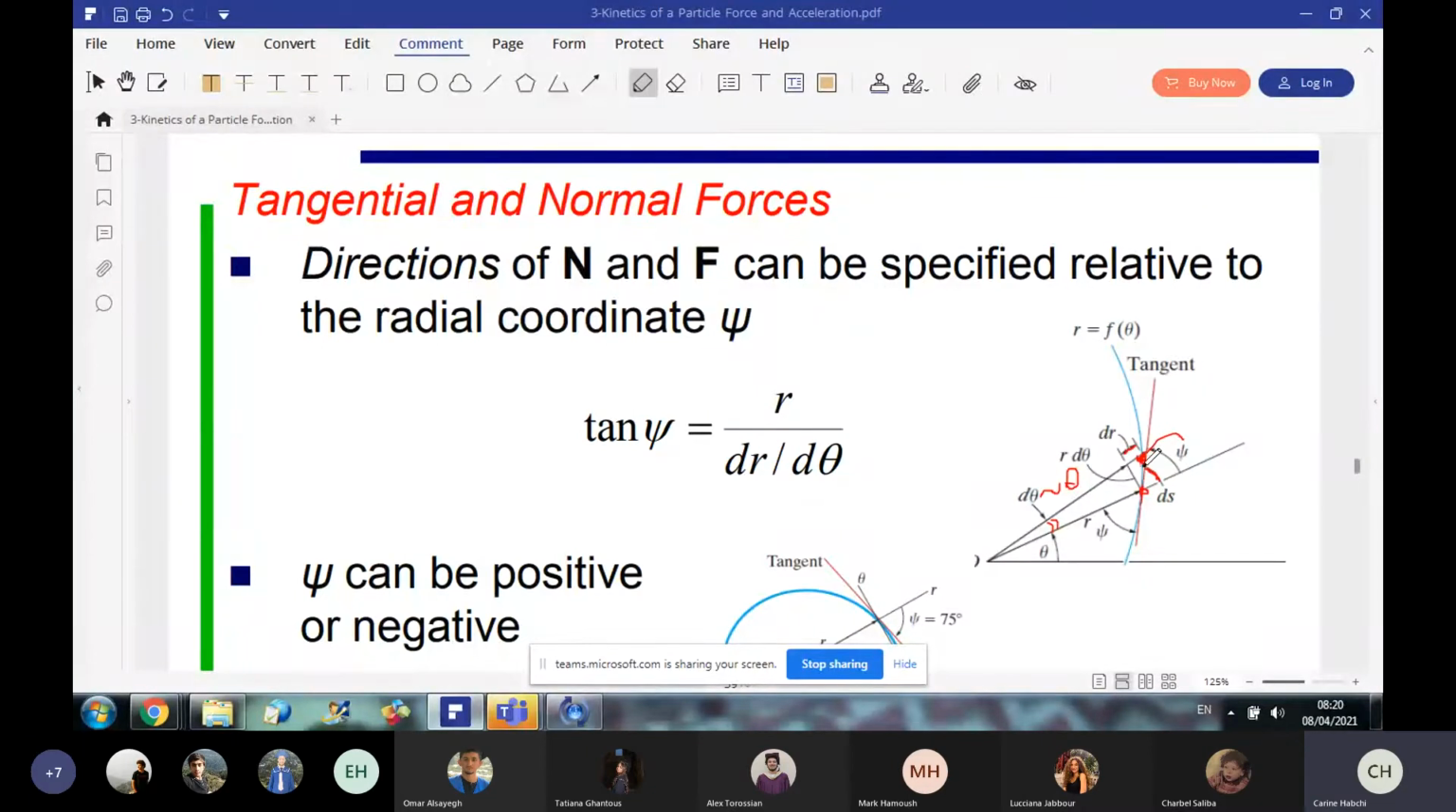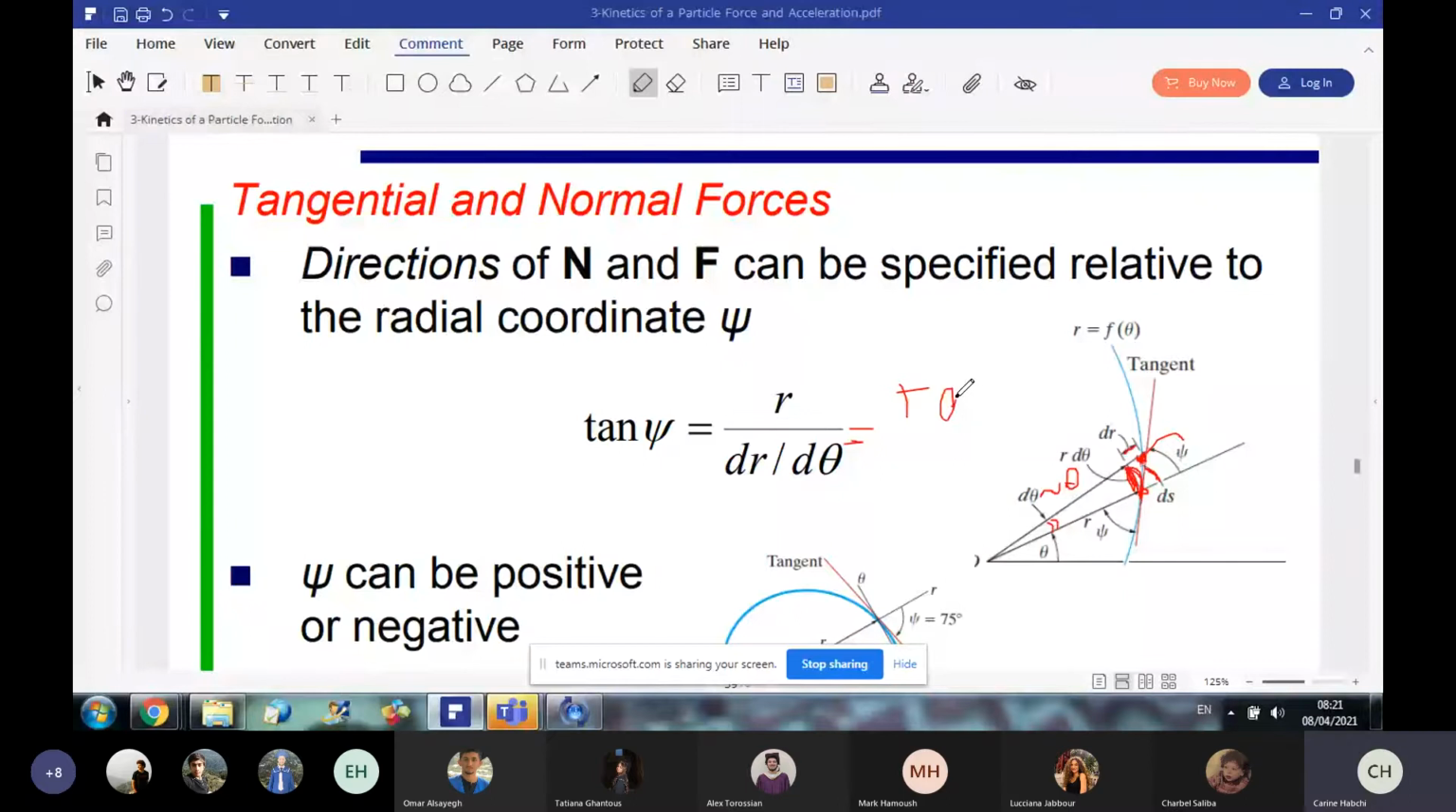Therefore, if I work in this small triangle, I can write that tangent of psi is equal to this side over this one. What is the length of this side here? When I have a very small displacement, I can consider that the segment is nearly equal to the arc of circle of radius r here. So I can approximate this length by r d theta. Therefore, tangent of psi is equal to r d theta over dr.